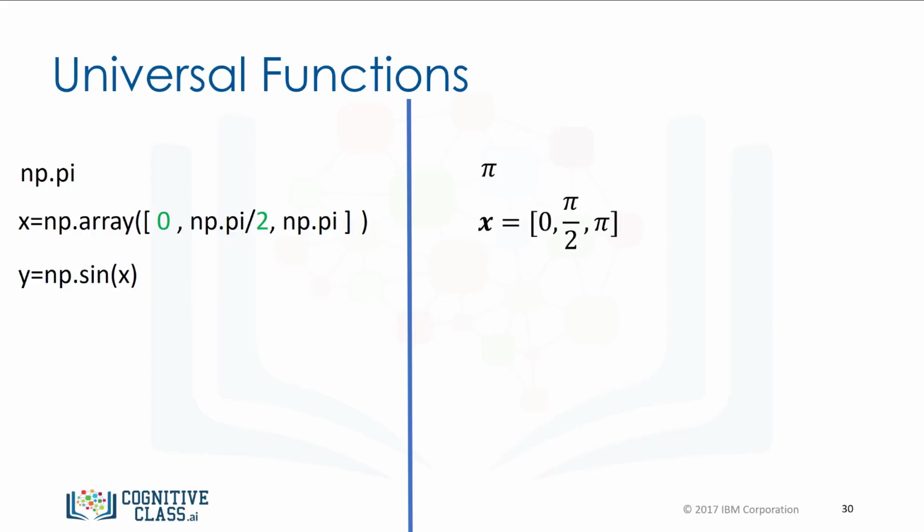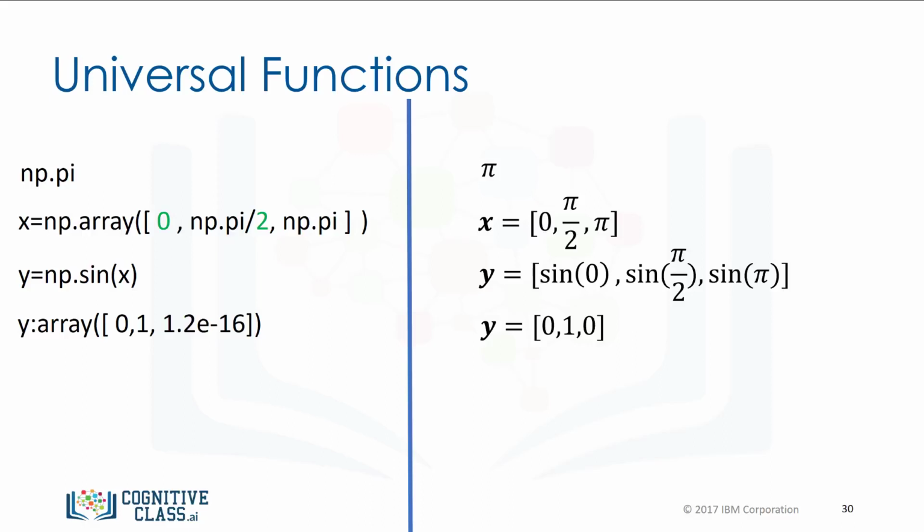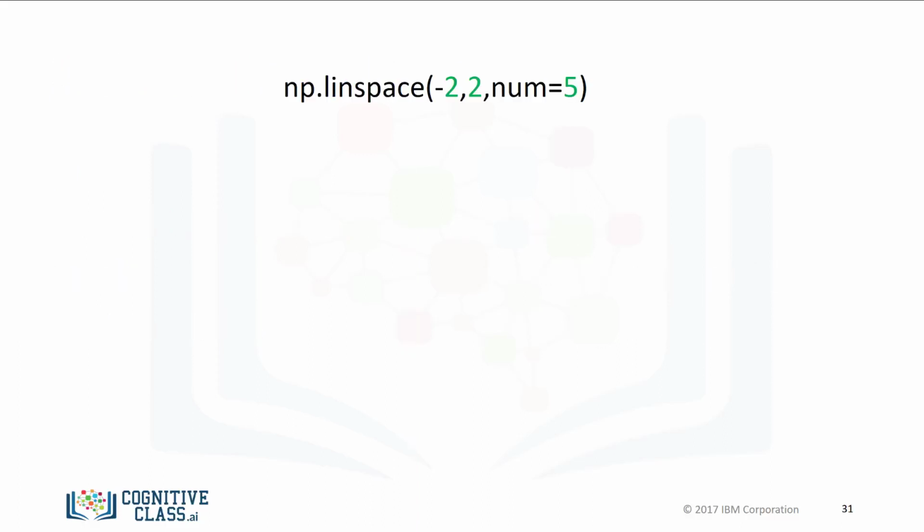This applies the sine function to each element in the array. This corresponds to applying the sine function to each component of the vector. The result is a new array y, where each value corresponds to a sine function being applied to each element in the array x. A useful function for plotting mathematical functions is linspace.